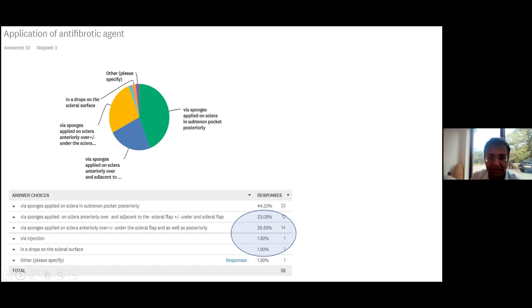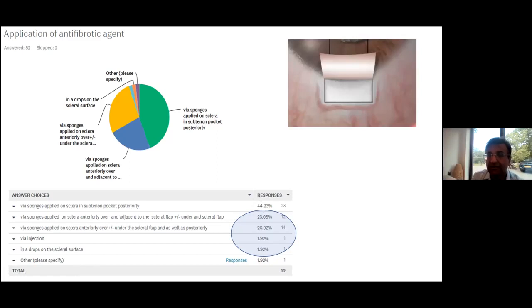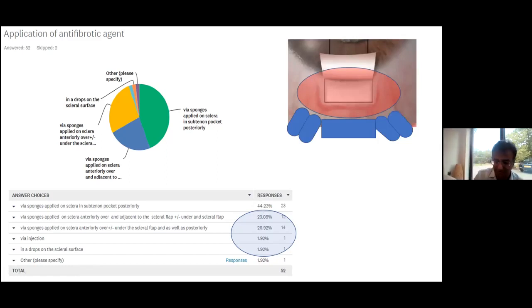But at the same time, I was very happy to see that about 44% of the senior surgeons have a very good understanding of applying the mitomycin C only posteriorly, on either side of the superior rectus. So the blue sponges need to be applied posteriorly, and this is a no-go area of application of mitomycin C, especially if you are in the habit of placing conjunctiva over the sponges and then waiting for 3 minutes.